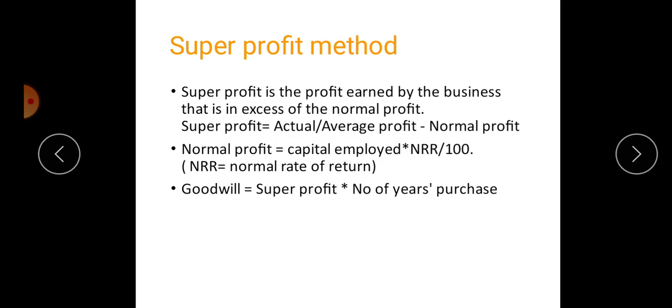Now goodwill, super profit we have calculated, and in the question the number of year purchase will be mentioned. So goodwill is super profit multiplied by number of year purchases.